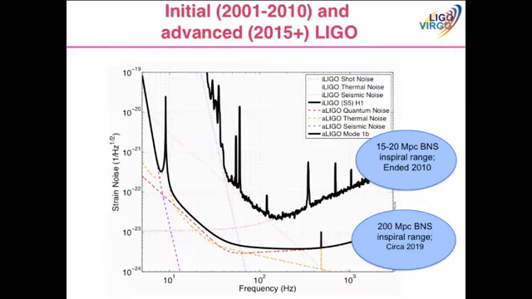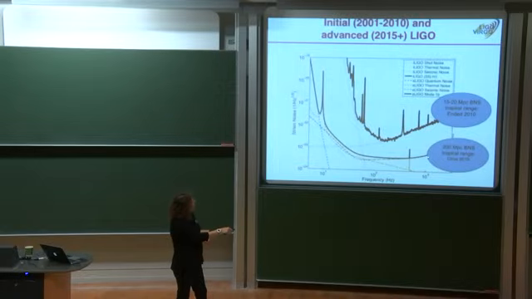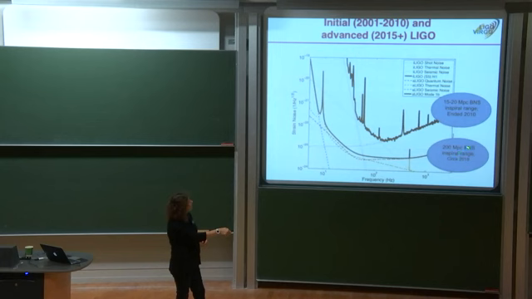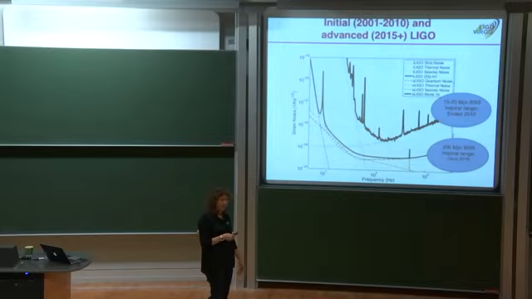This is the advanced LIGO design curve. That's how good we can get if we make everything work the way we want it to work, which is a lot more difficult than it sounds. And if we get here, of course, this is 10 or 100 or 1,000 times better, depending on what frequency you look at, then we could see binary neutron star coalescences up to 200 megaparsecs away. In fact, we can see them farther if they are optimally aligned to us.